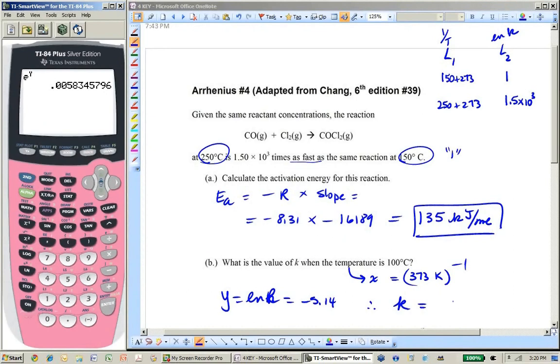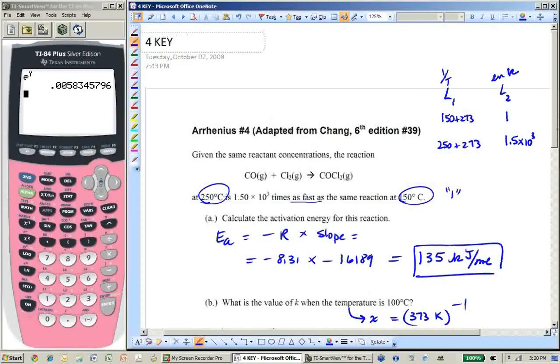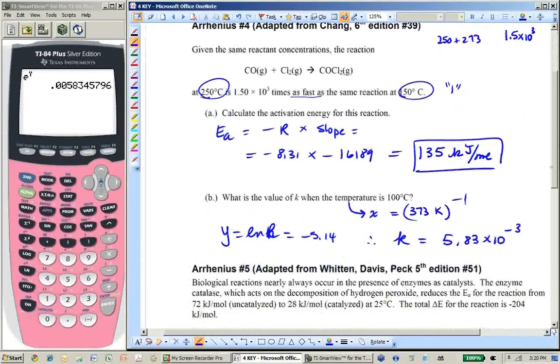And we get 5.83 times 10 to the negative 3. And amazingly enough, that is a correct answer.